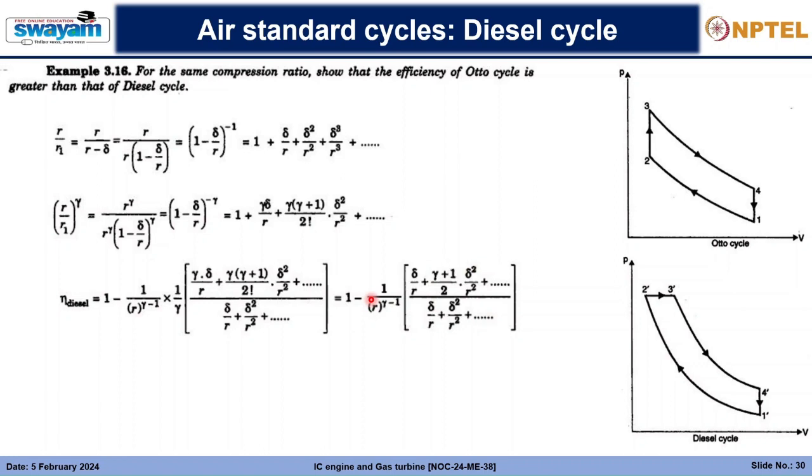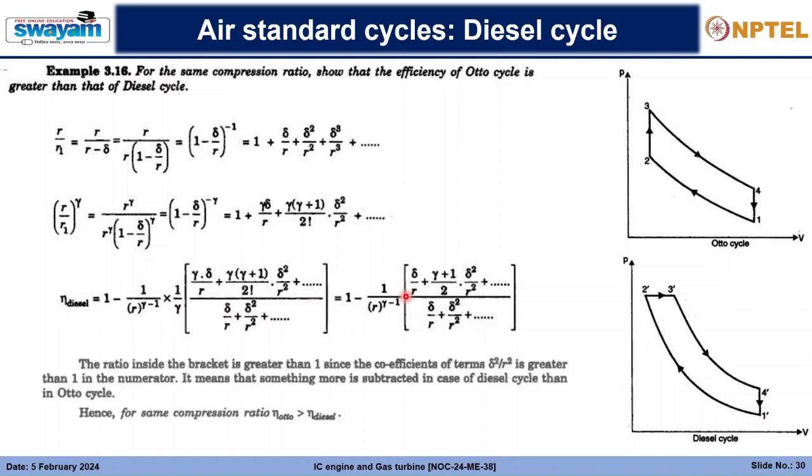And if you just ignore this ratio, you'll find the rest of the thing is similar to that of the Otto cycle efficiency, right? Only this part is getting scaled up, because the numerator is always greater than the denominator, and accordingly the negative part is getting scaled up. So for the same compression ratio, the diesel engine will have a lower efficiency. So that's the whole way you explain how for the same compression ratio the efficiency of the Otto cycle is greater than that of the diesel cycle.